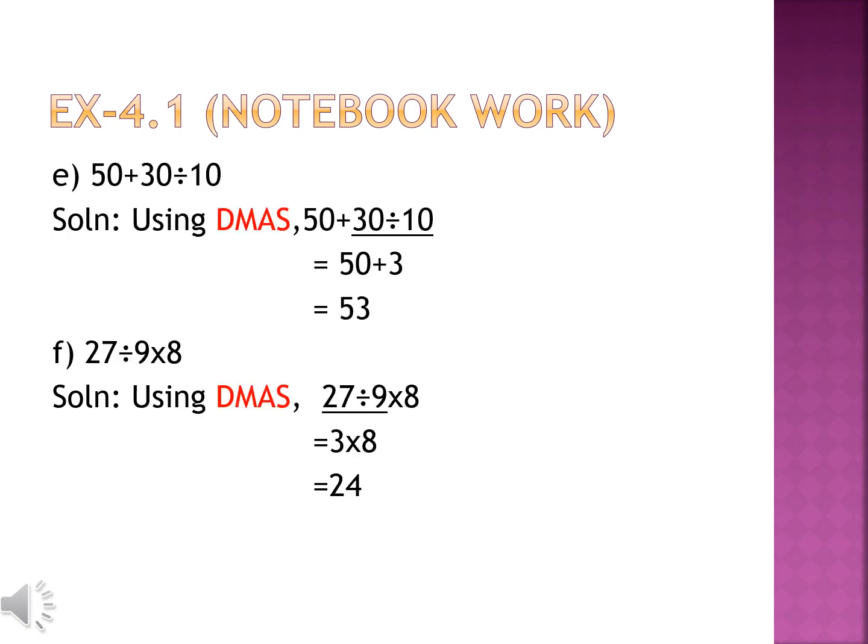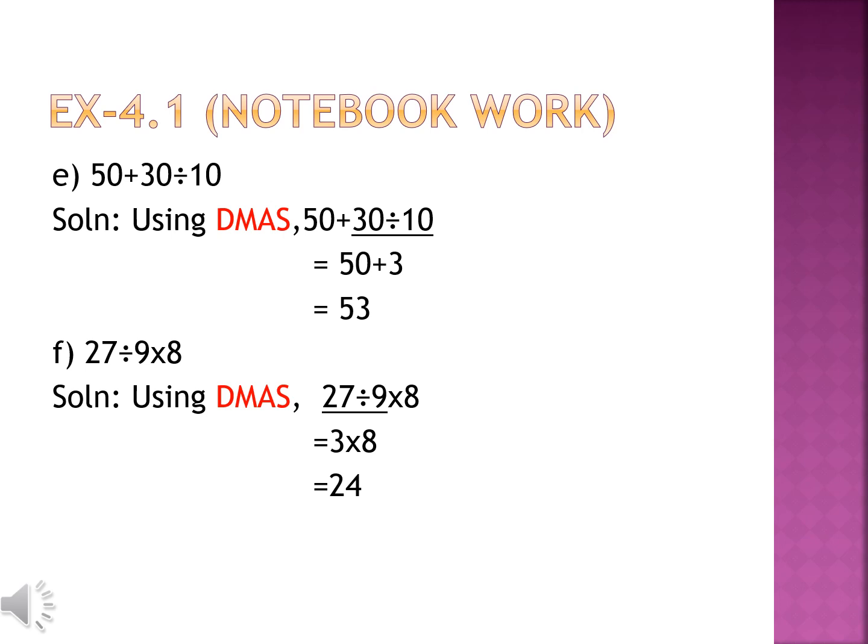E part, 50 plus 30 divided by 10. So here two operations are addition and division. So no need to worry, no rearrangement here. Rearrangement is done only in the case of addition and subtraction, right? Remember this. Here no rearrangement is there. You only have to follow the BODMAS rule or the DMAS rule. So addition and division.